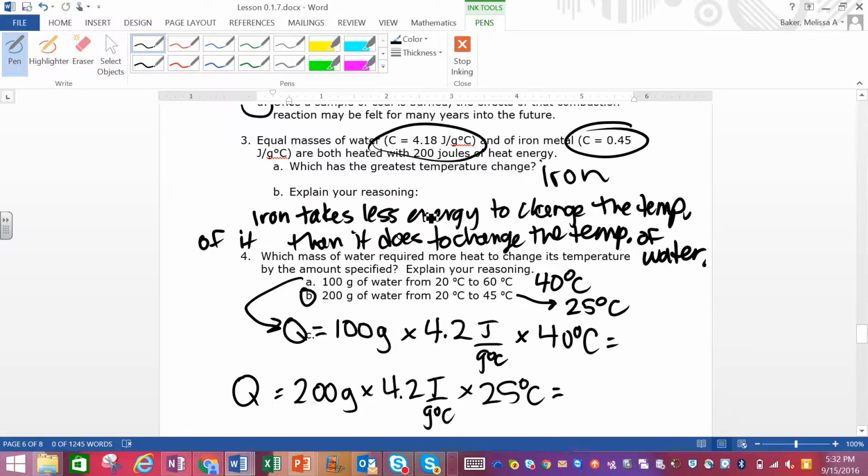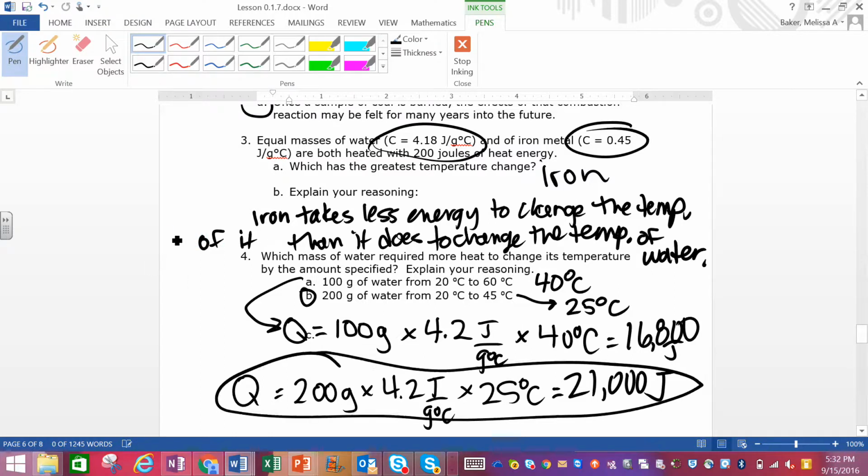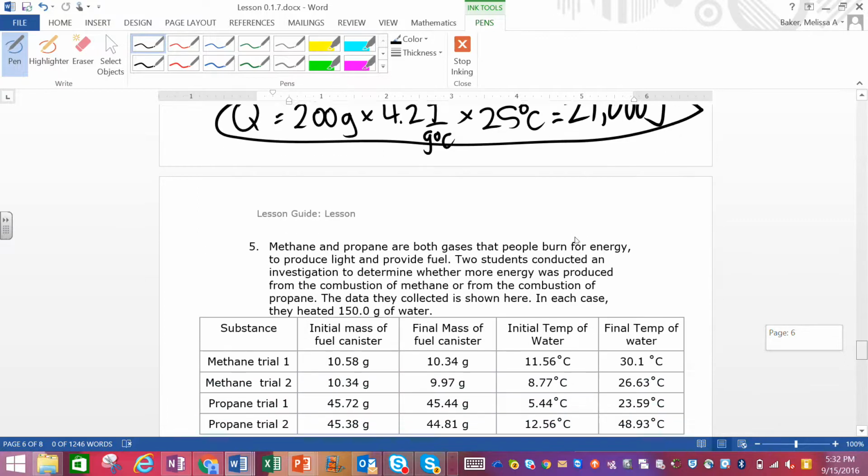Sorry, letter A, if you punched that in, you were probably really confused, is 16,800, and this one is 21,000 joules. So letter B requires more energy, just like I predicted, because it's twice as much water. All right, let's see what we've got going on next.